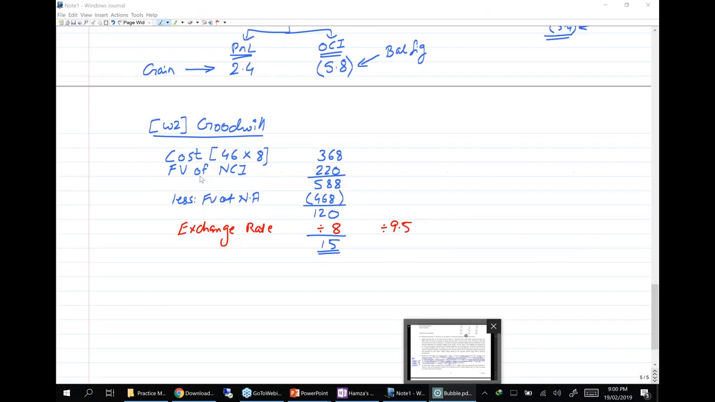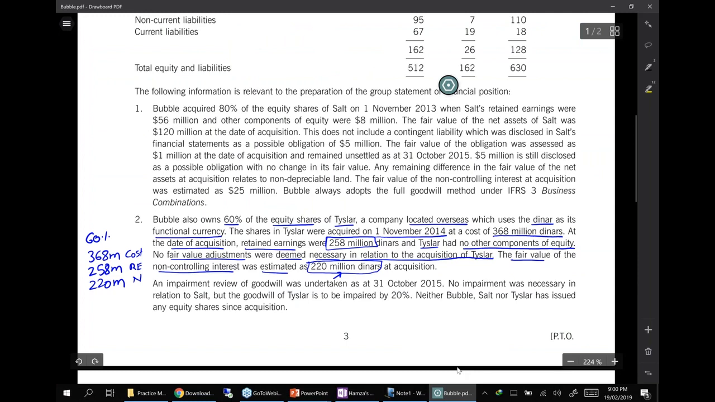Murtaza. Okay, now the question has one more paragraph, where the question says that an impairment review of goodwill was undertaken at 31st October 2015. So we are impairment testing the goodwill, and no impairment was necessary in relation to Salt. But the goodwill of Teisler is to be impaired by 20%. Neither Bubble, Salt, nor Teisler has issued any equity shares since the acquisition. Okay, Fahim is saying, I really appreciate your energy level. Thank you, Fahim. So 20% of the goodwill is being impaired.